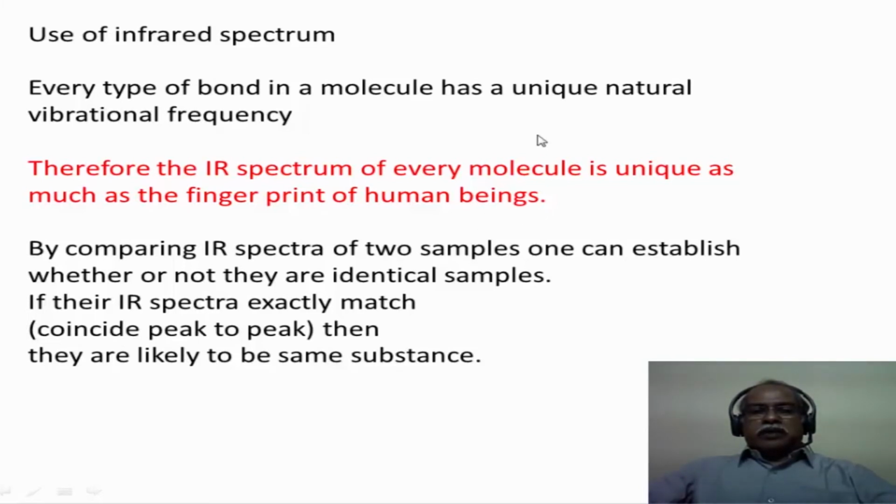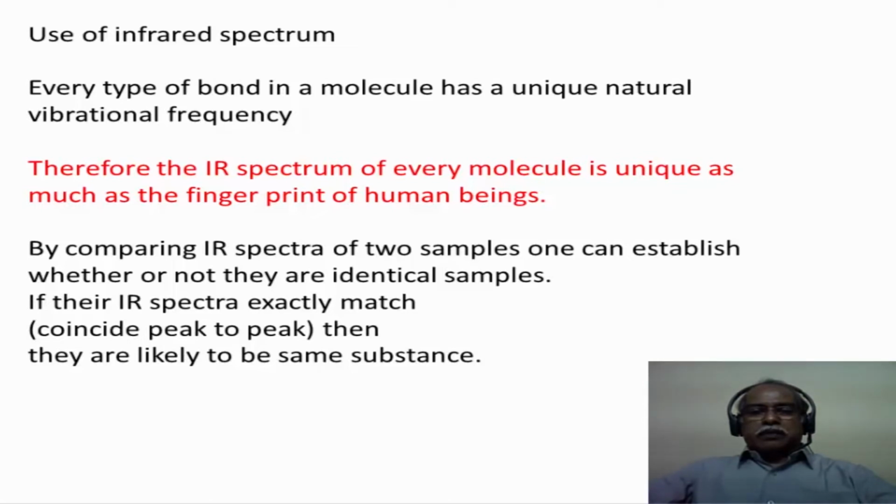Let us look at the use of the infrared spectrum. Every type of bond in a molecule has a very unique natural vibrational frequency. Therefore, the infrared spectrum of every molecule will be very unique, just as much as the fingerprint of human beings. And this is what makes infrared spectroscopy a very valuable tool. By comparing the infrared spectra of two samples, one can establish very easily whether they are identical samples or not. If the infrared spectra of these two samples exactly match, in other words, peak-to-peak matching is happening, then the two substances are likely to be the same.